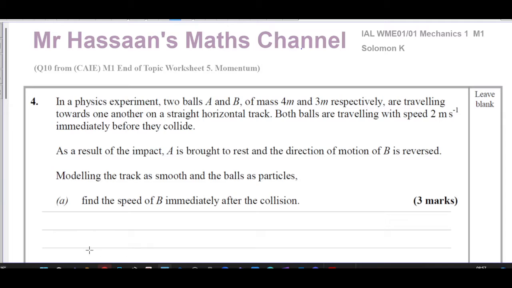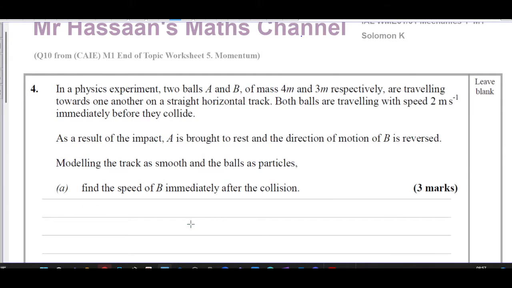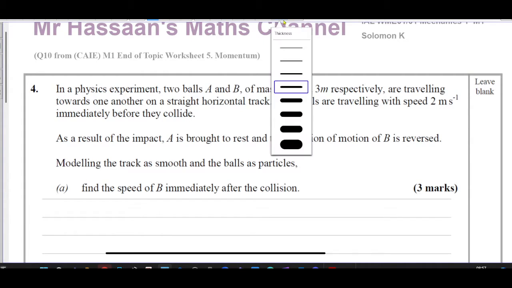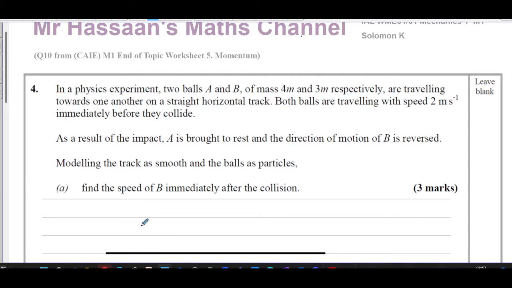So you've got these two particles on this track. Let's say this is the track. You've got the two particles, particle A and particle B. Let's say this is particle A and this is particle B. A has a mass of 4m, so it's in terms of m, and B has a mass of 3m.